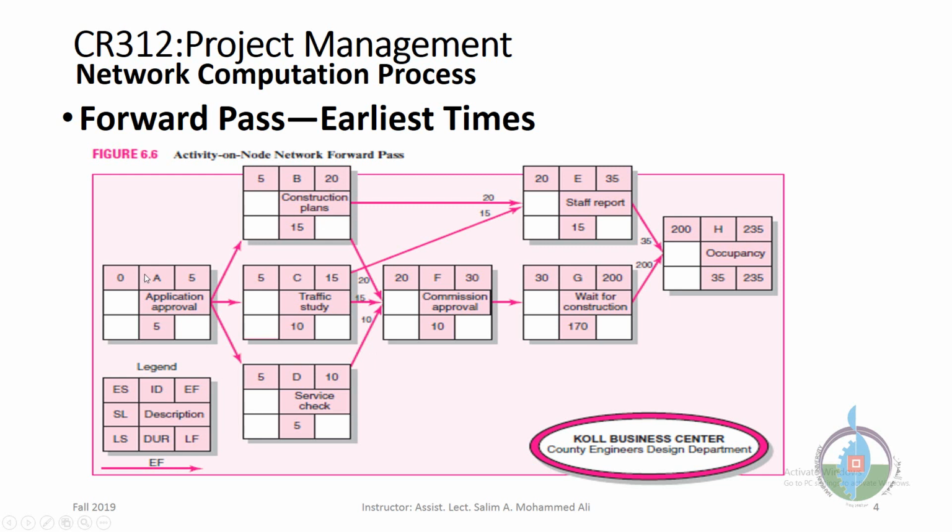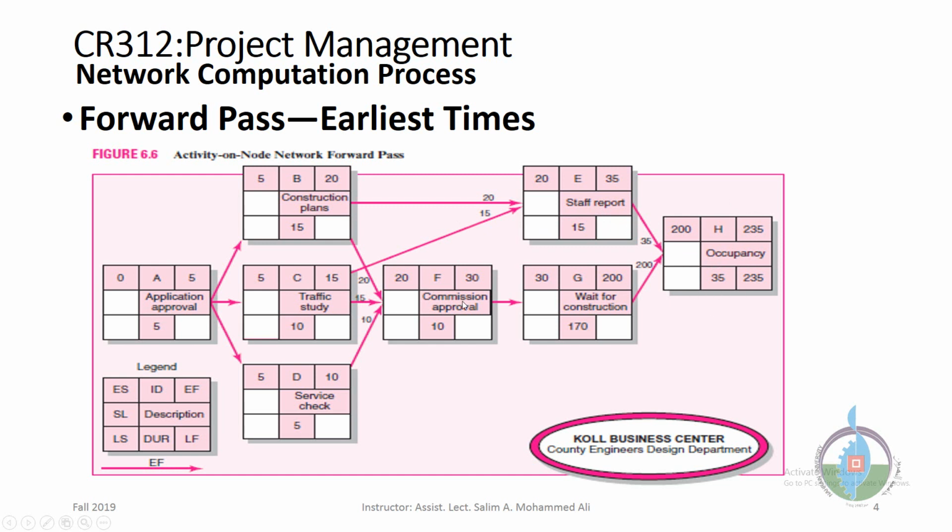So A has an early finish of 5. The next step, we look for the largest early finish, which is B. So the critical path will be A, B. Then B jumps to two activities, E and F. So where should we go? The longest path here, the largest early finish here is 35. So we can go to 35. So the critical path will be A, B, E, then H, which is the only activity left.